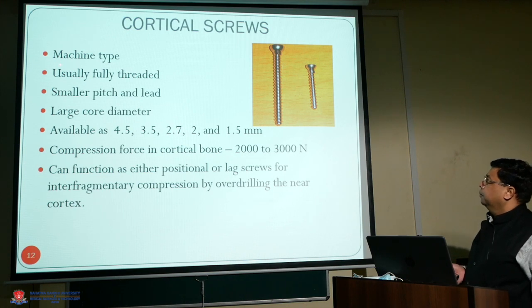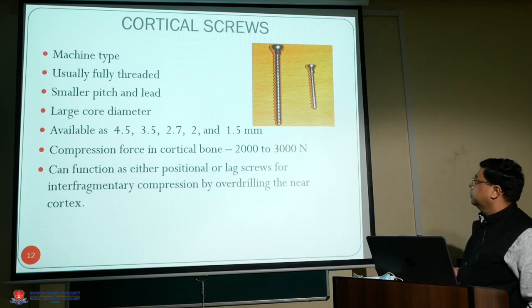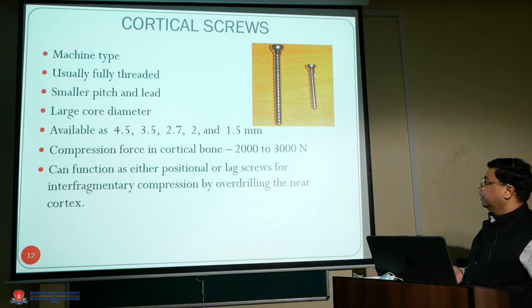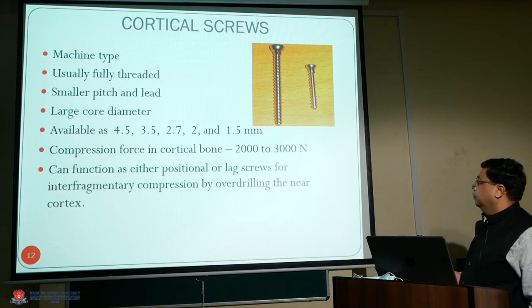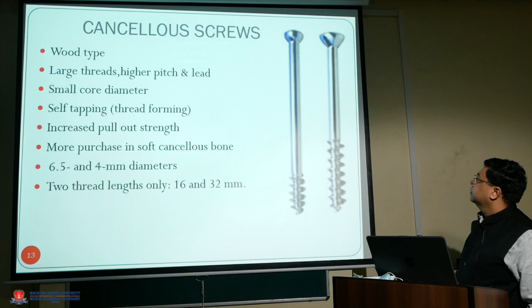Cortical screw: it may be machine type, usually fully threaded, and a smaller pitch and lead are there, so greater pull-out strength is there, and a large core diameter. Threads are of less diameter, spanning of threads is less, and the compression force in cortical bone is 2000 to 3000 newtons. It can function as a positional or lag screw for interfragmentary compression by overdrilling the near cortex.